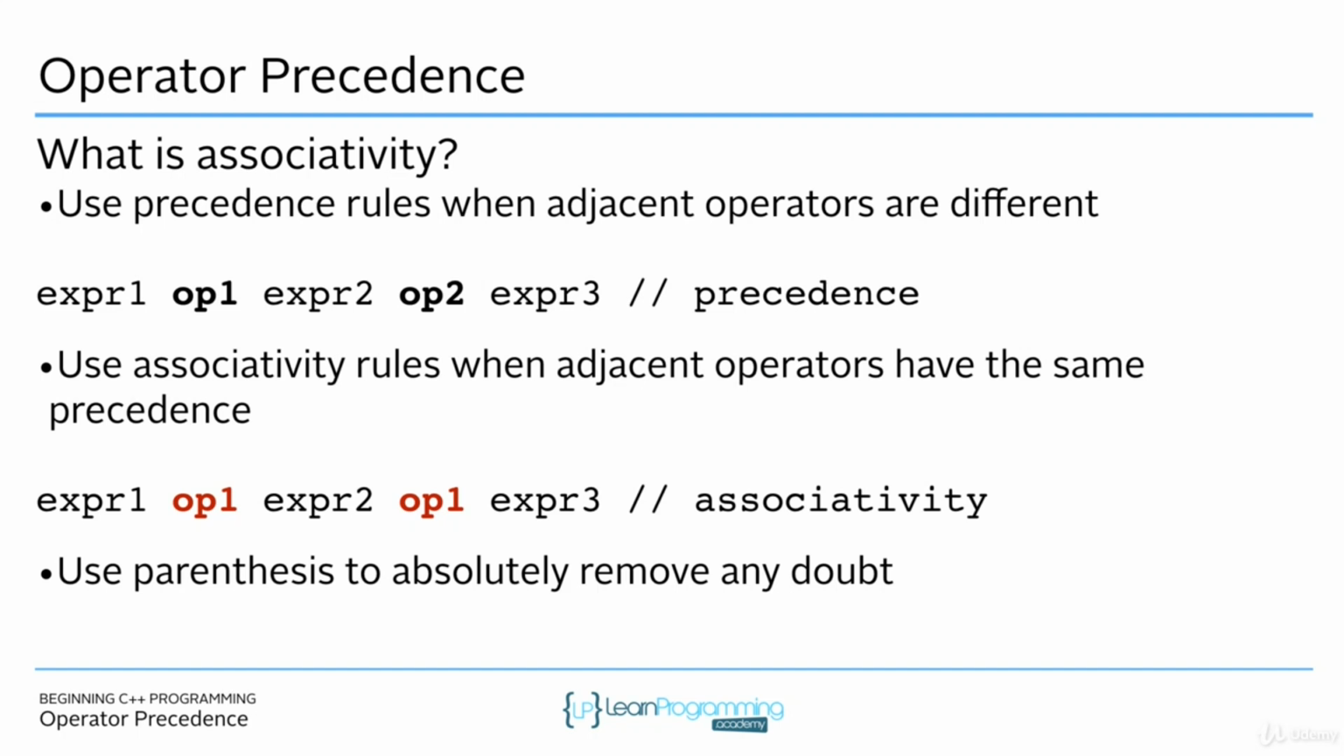Now precedence doesn't really help us. In this case, we determine how the operators are applied by using their associativity. In the second example, we have the same operator, op1, used adjacently. If op1 associates left to right, then we apply the operator to expression 1 and expression 2 first. If op1 associates right to left, then we apply the operator to expression 2 and expression 3 first.